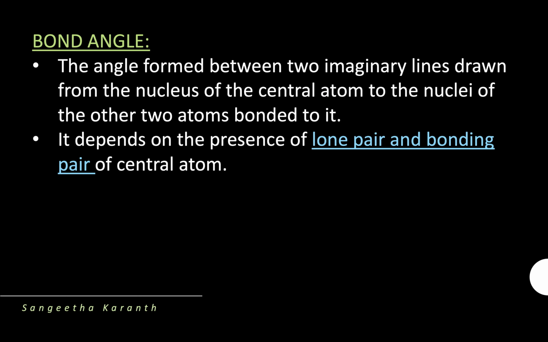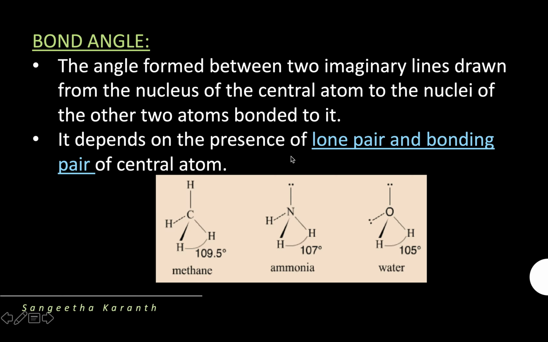Next, coming on to bond angle. The angle formed between two imaginary lines drawn from the nucleus of the central atom to the nuclei of the bonded atoms. Suppose this is a central atom. If you join the nucleus of this central atom with the nuclei of the bonded atoms, let us take these two bonded atoms, whatever angle is formed between them is nothing but the bond angle.